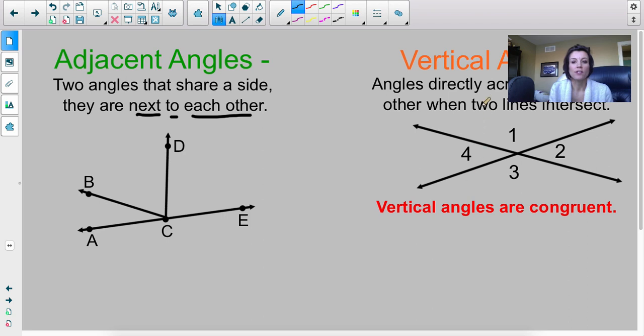Our second definition: vertical angles. Vertical angles are directly across from each other when two lines intersect. They're also congruent to each other. So angle 1 is congruent to angle 3 in this picture, and angle 2 is congruent to angle 4. So pause your video, make sure you get the definition and the fact that they're congruent with the picture in your notes, please.